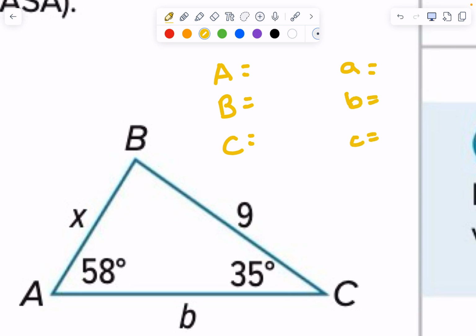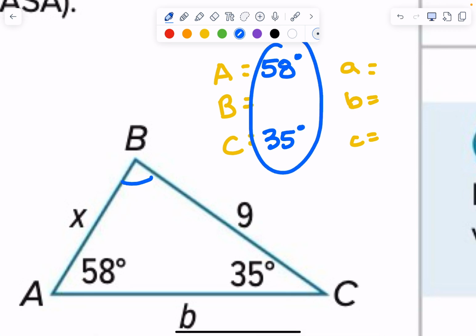So let's label the angles first. What is capital A? 58 degrees. We know capital C is 35. How do I find capital B? These all have to add up to be 180, right? So what will that come out to be? 93, so 87 degrees. Perfect. Okay, here we go.